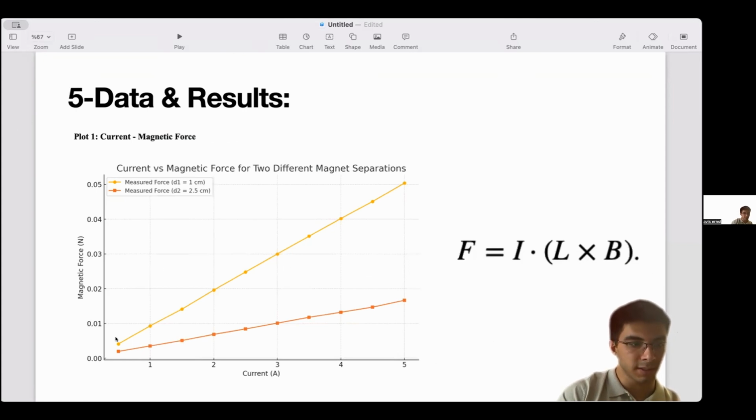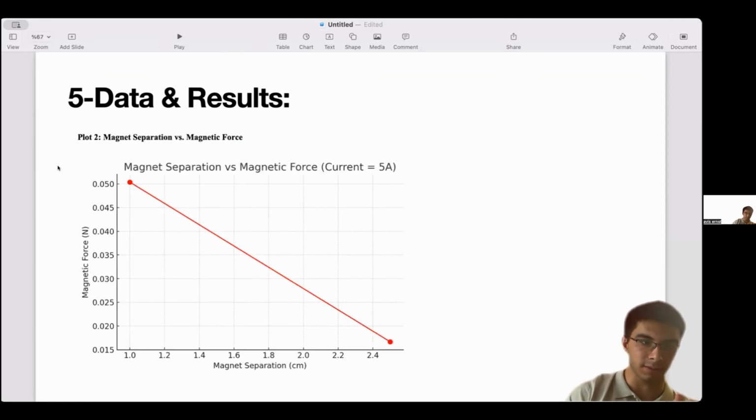And here you can see the linearity of the graph. The yellow one is 1 centimeter separation, and the orange one is 2.5 centimeter separation. This again confirms the linear relation between F and I, where I is the current value.